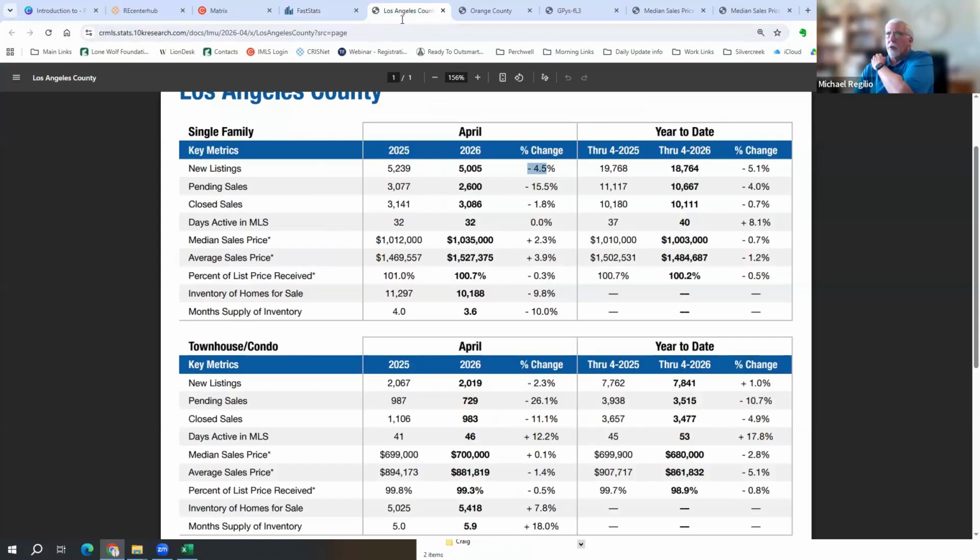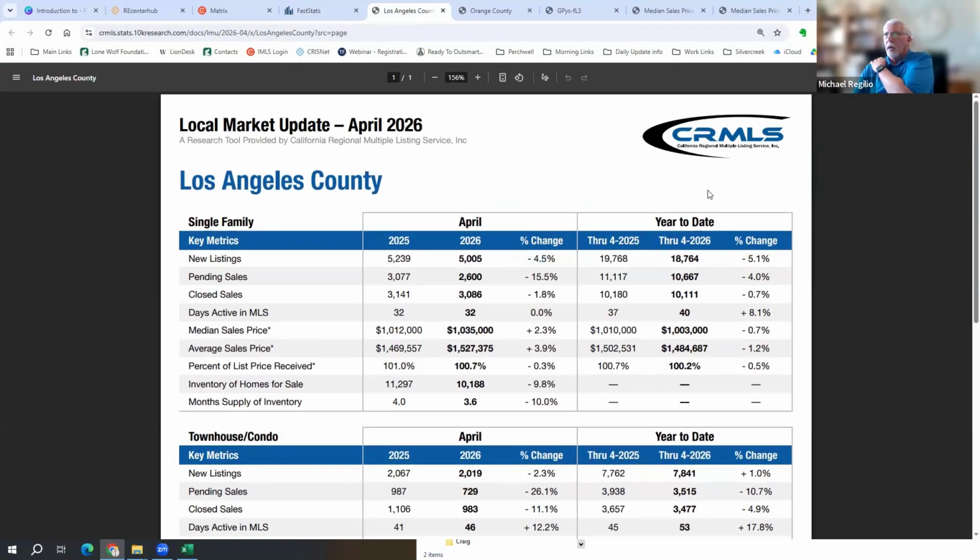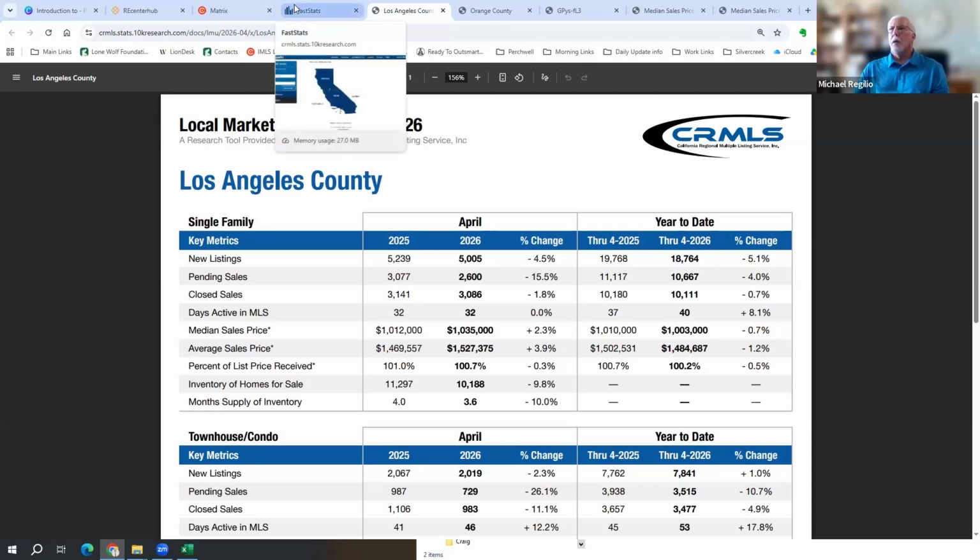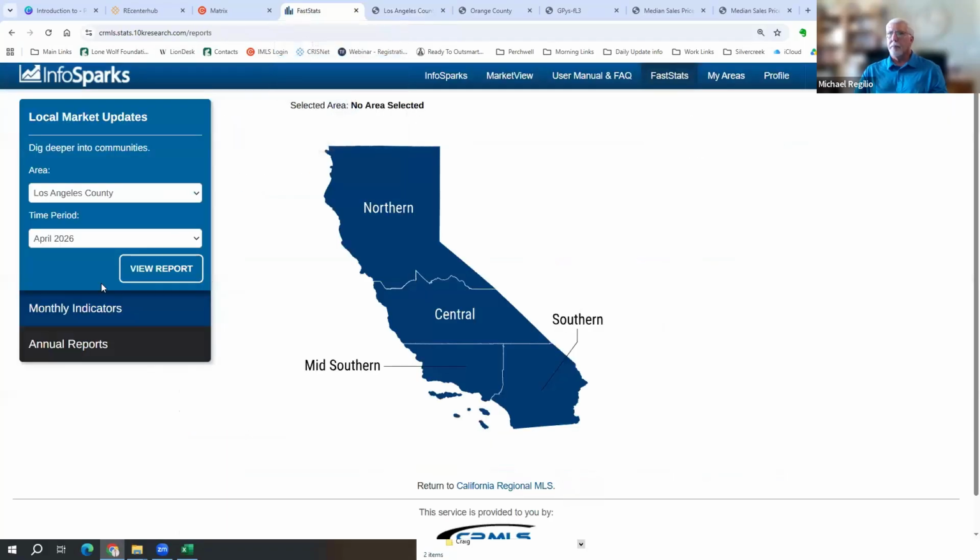And again, you can share this. This is something great to have in your buyer packet, to send out to a buyer that you're working with, to provide into your newsletters, things like that.